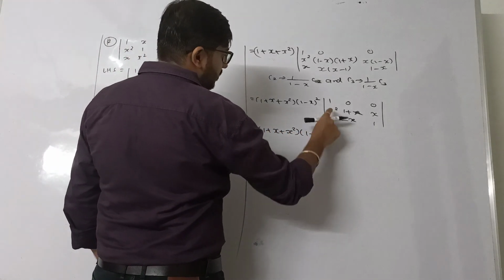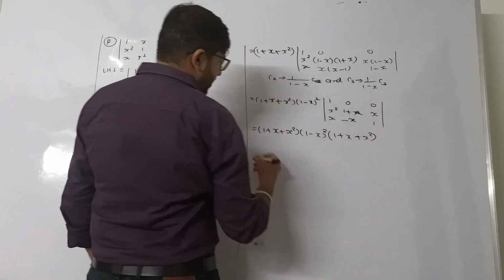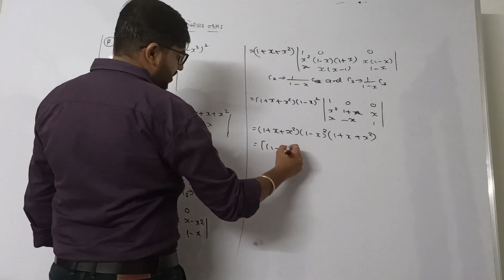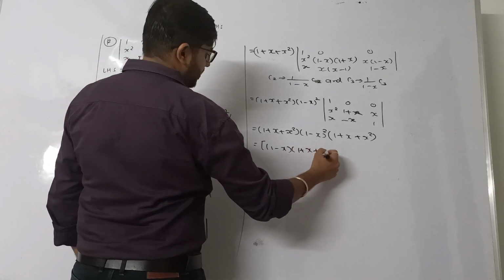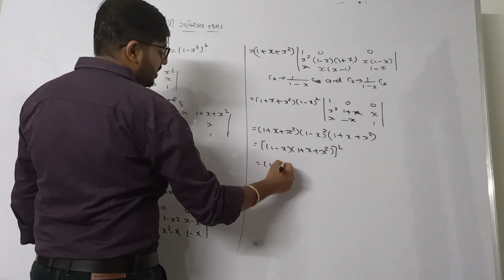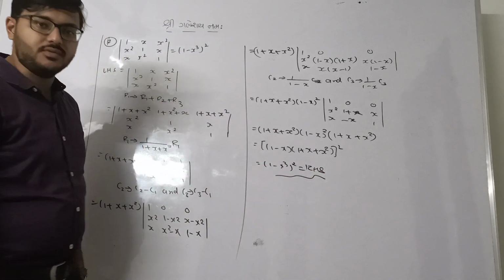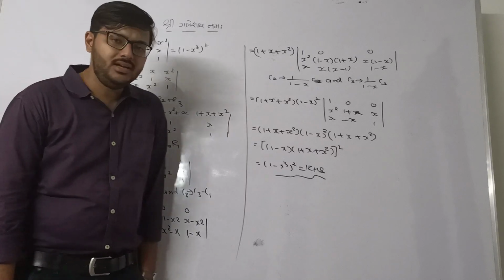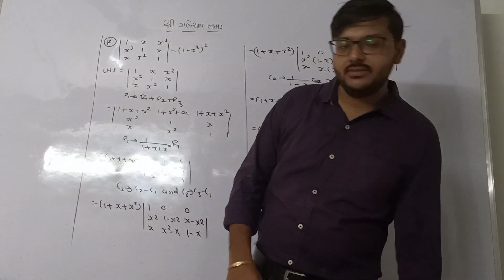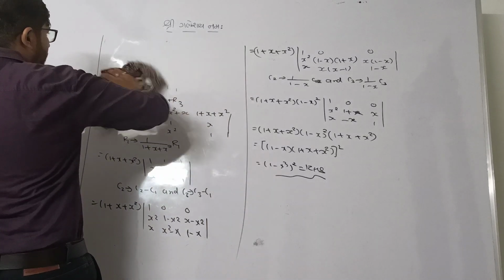So we'll get 1 into 1 plus x plus x square. So it is 1 minus x, 1 plus x plus x square whole square. This will be equal to (1 minus x cube) whole square, which equals the RHS we wanted. Right? So it's quite easy to solve. Okay. Next question, let's talk about.